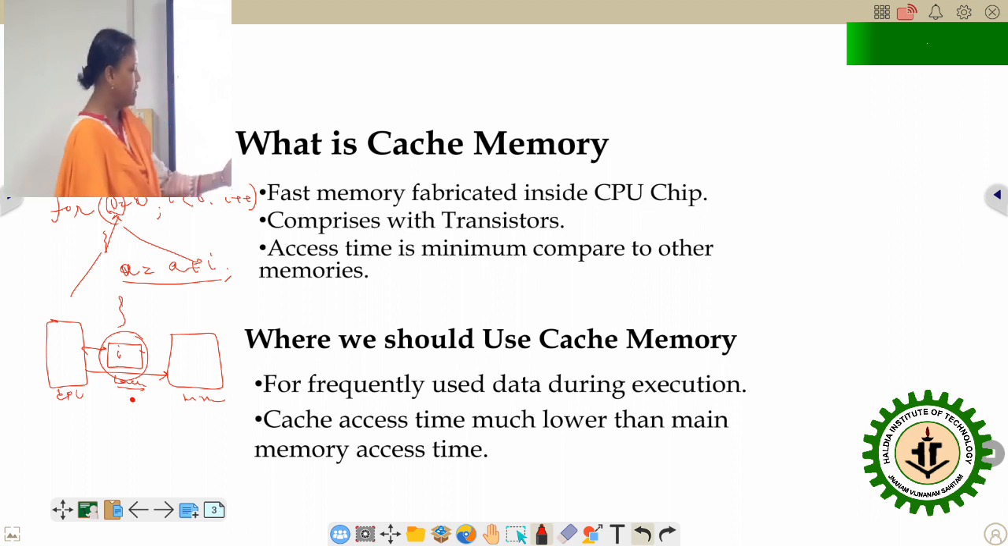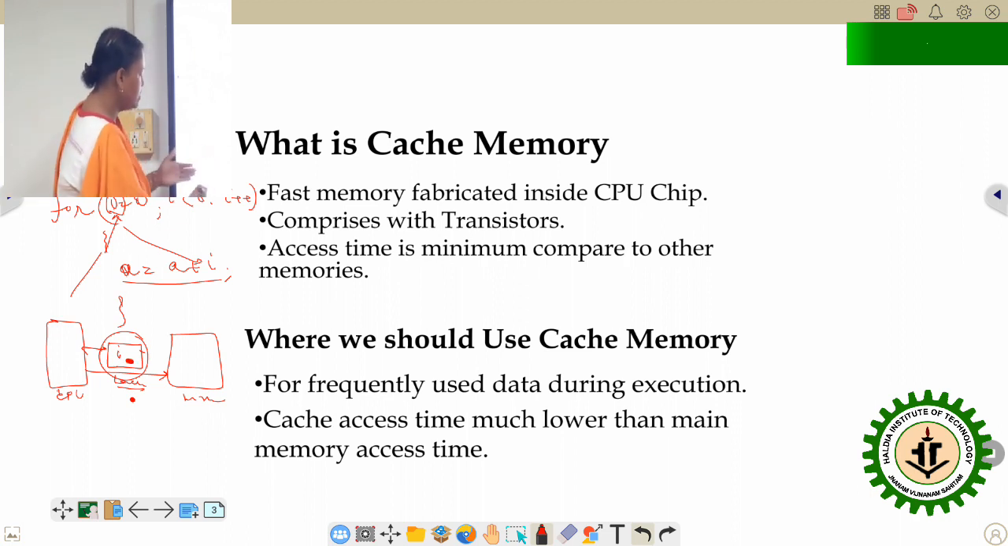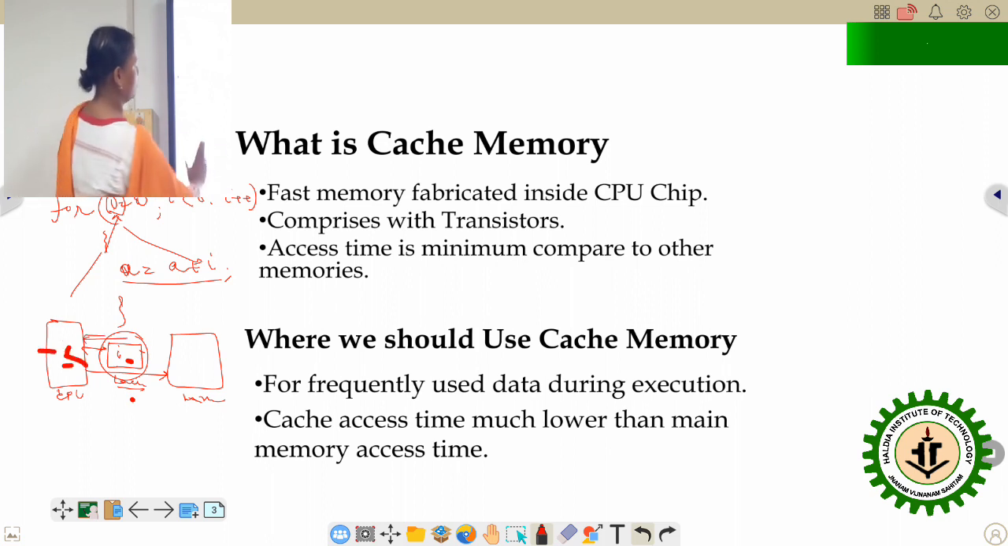So that's why, for frequently used data during the execution, we store that particular loop variable in the cache memory. And the next point is cache access time is much lower than the main memory access time. That's why you can easily access the data and reduce the time.